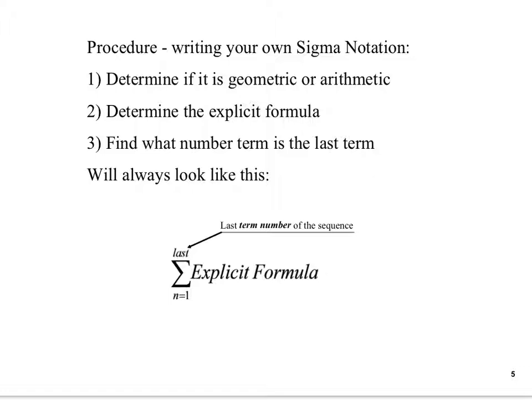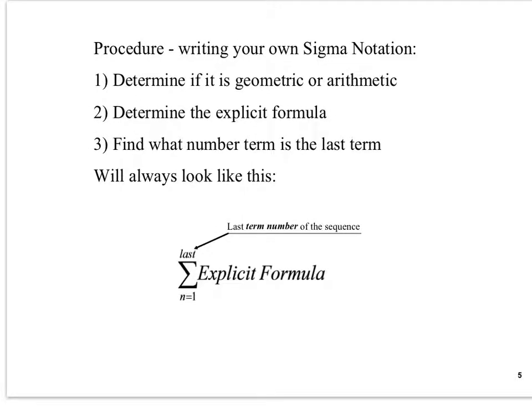All right, there may come a time where you'll have to write your own sigma notation, and this is just the basic rules for it. You determine whether it's geometric or arithmetic. Write the explicit formula like we just did in the beginning with the review, and find the number of terms, what is the last term. It will always look like this. This is always your first, and we always start at 1. Now, when you are asked to evaluate sigma, they might start it wherever you want, but you're creating your own. We start at 1. Then that's the very last term number, and then this is our explicit formula.